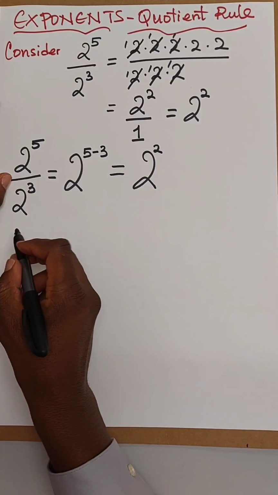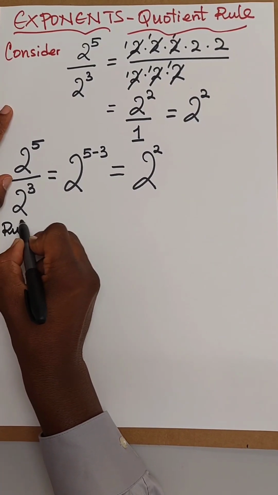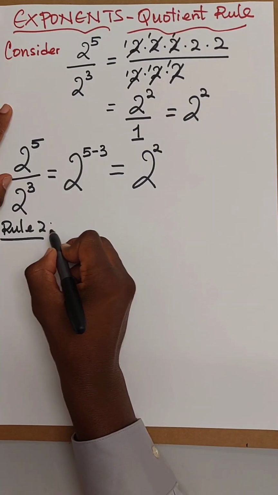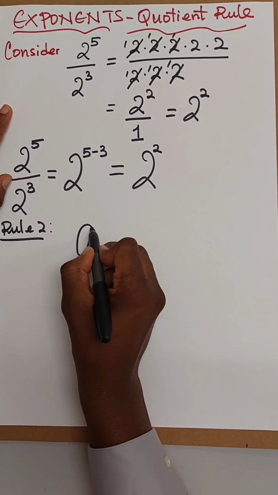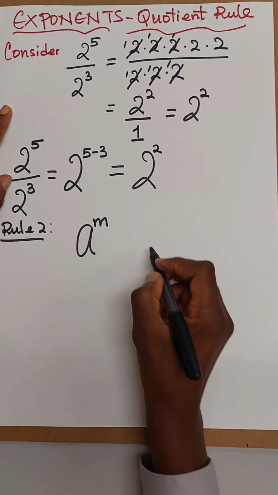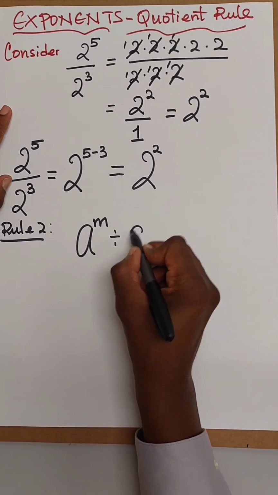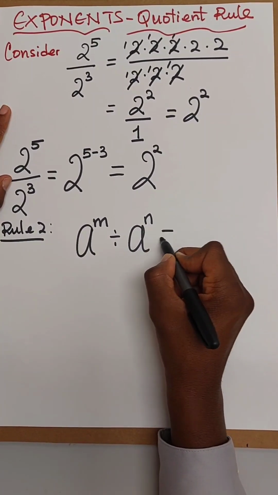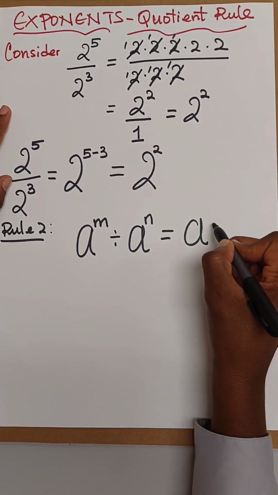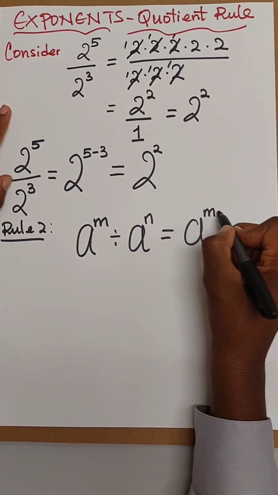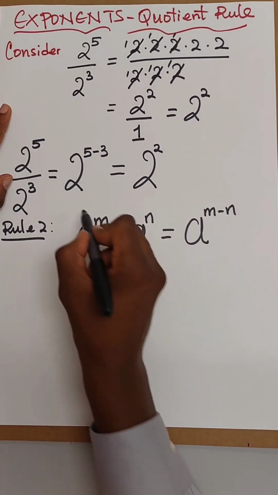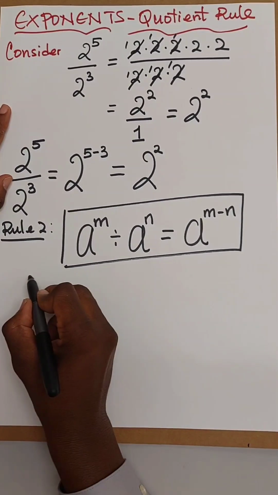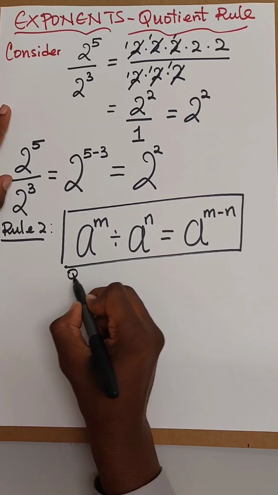So this brings us to our second rule for exponent, which is saying that if we have any base number a to an exponent of m, and we are dividing it by the same base number a to another exponent of n, this is just the same as keeping that base number a and then subtracting the exponent. So this is the quotient rule for exponents. Okay, so this is what is called the quotient rule.